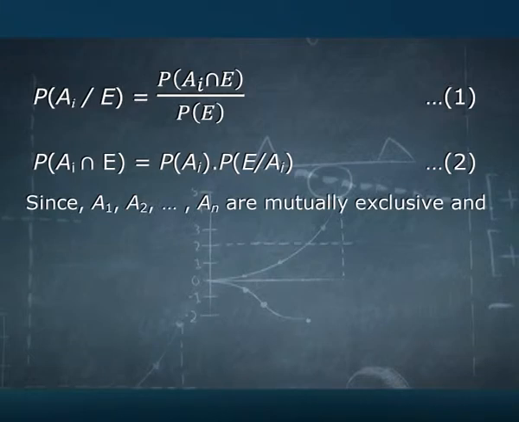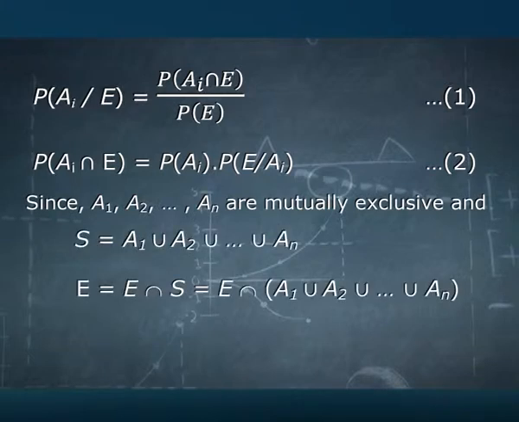Since A1, A2 and so on AN are mutually exclusive and S is equal to A1 union A2 union so on AN, E is equal to E intersection S, which is E intersection A1 union A2 union so on AN. So this is equal to E intersection A1 union E intersection A2 union so on E intersection AN.